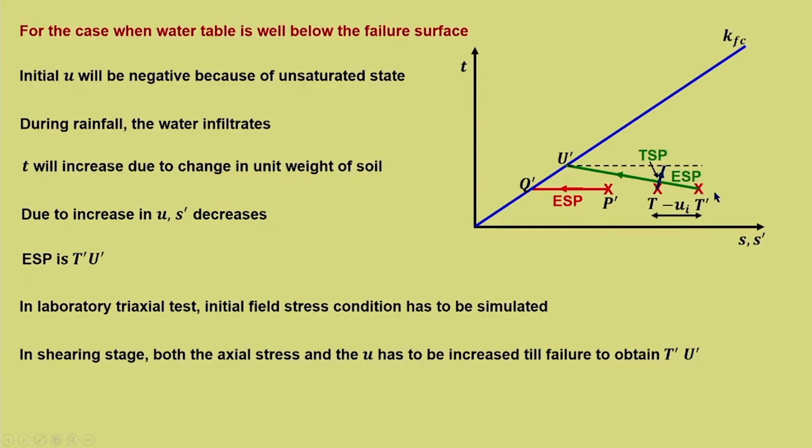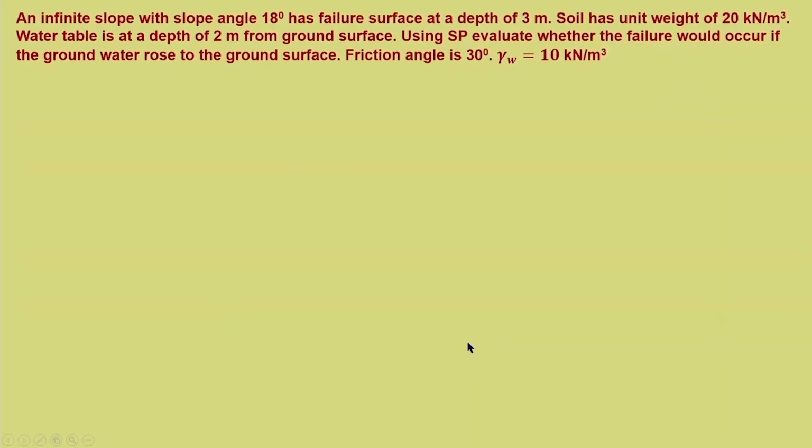So, when we simulate this in the lab, we need to make sure that the axial stress is increased, at the same time the back pressure is also increased. So, that U increases. So, that gives the effective stress path T dash U dash if we want to simulate that in the lab. So, that is all about infinite slope.